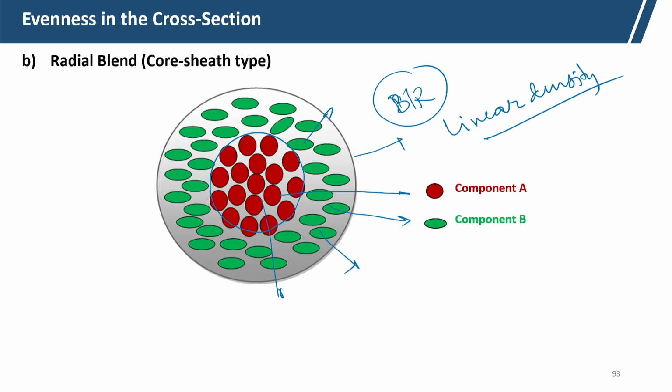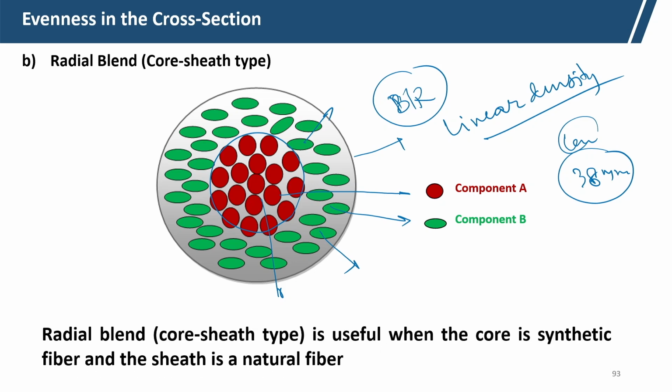That is why in polyester cotton blend we try to maintain the length of the fiber. So, 38 millimeter polyester is taken, not the longer polyester, to avoid this type of blend non-uniformity. So, radial blend, that is core sheath type blend, is useful when the core is synthetic and the sheath is natural. So, this is also important.